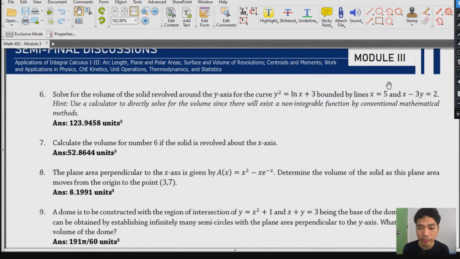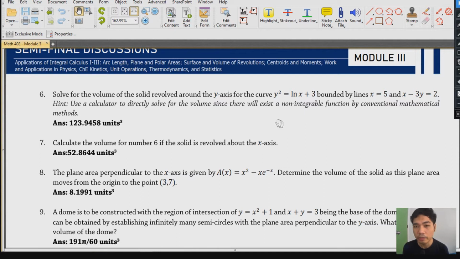Now let us solve for number 6, and in this problem, we're asked to solve for the volume of the solid revolved around the y-axis for the curve y squared is equal to ln of x plus 3. So this is kind of a complicated equation, and bounded by lines x equal to 5 and x minus 3y is equal to 2. So kung mapansin nyo yung line, the first line is a vertical line, and then the second one is actually a diagonal one. So we have a hint, use a calculator. So dito kasi hindi natin to kaya ma-integrate directly talaga. So we really have to use calculator.